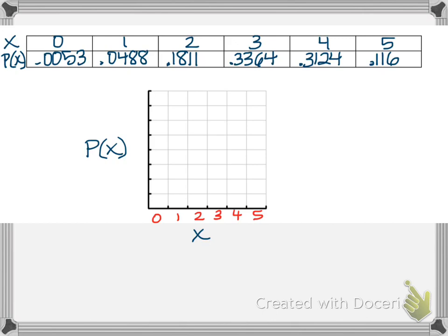And then in terms of the y-axis, which is the probability of x, the highest we have to go up to is 0.33, so we could jump by 2 markings here and do 0.1, 0.2, 0.3, and 0.4. So then for 0, it's 0.005, which is less than 1%, so it's going to be a teeny tiny little bar right there. 1 is going to be just under 5%, which would be right there. 2 is going to be a little bit under 20%. I went a little bit too far there. Somewhere about right there.